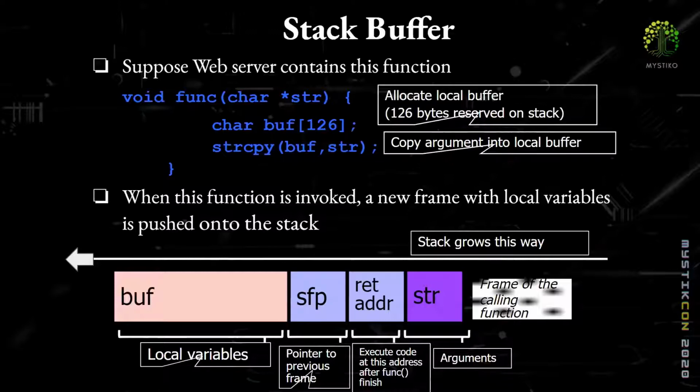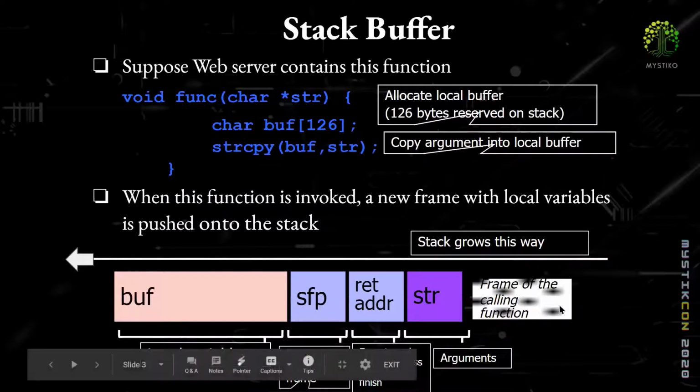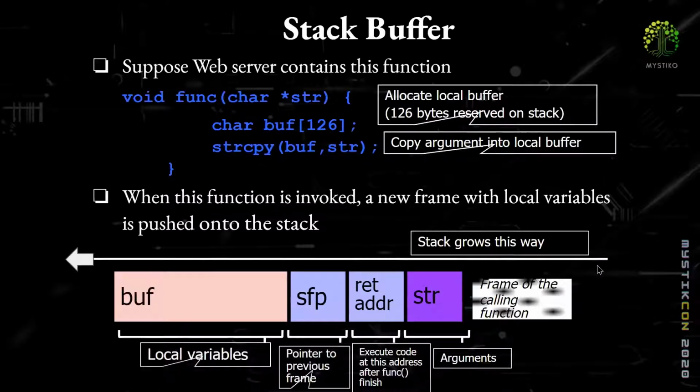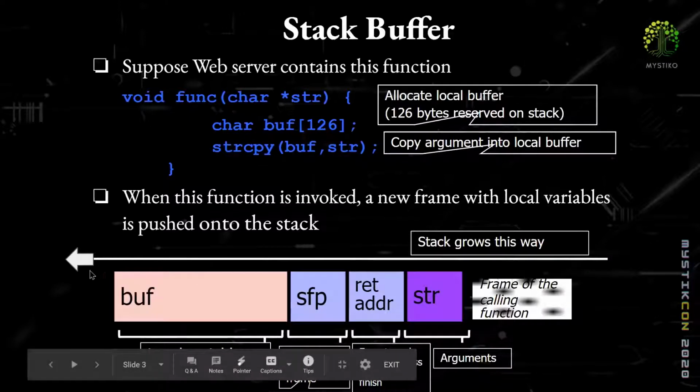Now, when this function is invoked, we know a little bit about stack frames. So when this function is invoked, a new stack frame will be created with the local variables inside the function, and it will be pushed onto the stack. So this is where we have the previous stack frame, that is the frame of the calling function, and we know that the stack grows downwards, right? So we have the previous stack frame, and this is going to be the new stack frame. These are the arguments to the function, that is the character str pointer. This will be the return address.